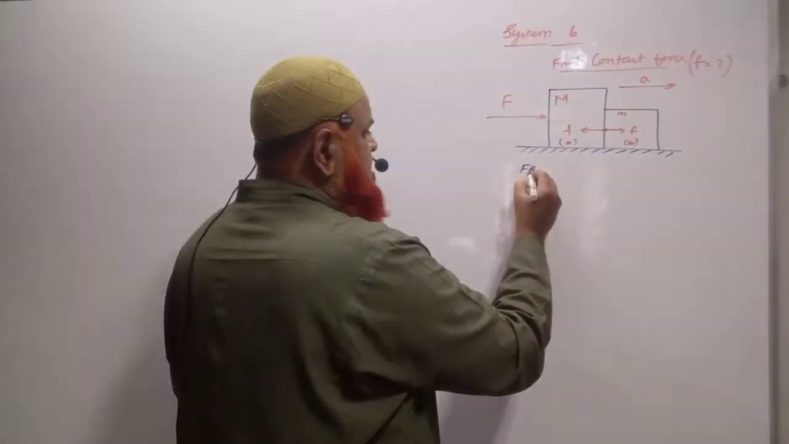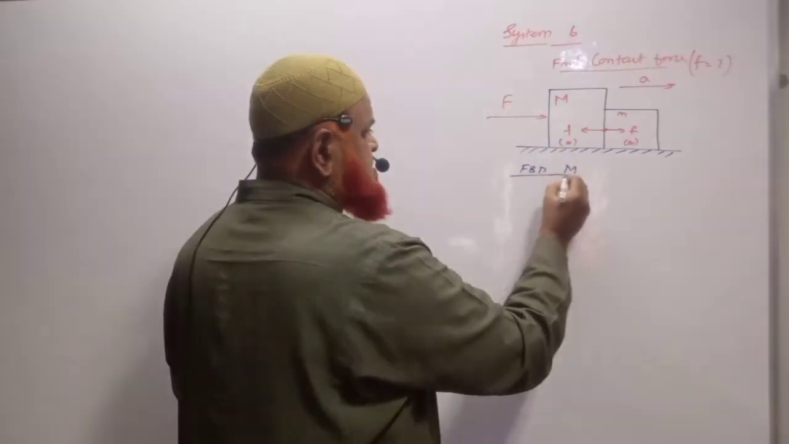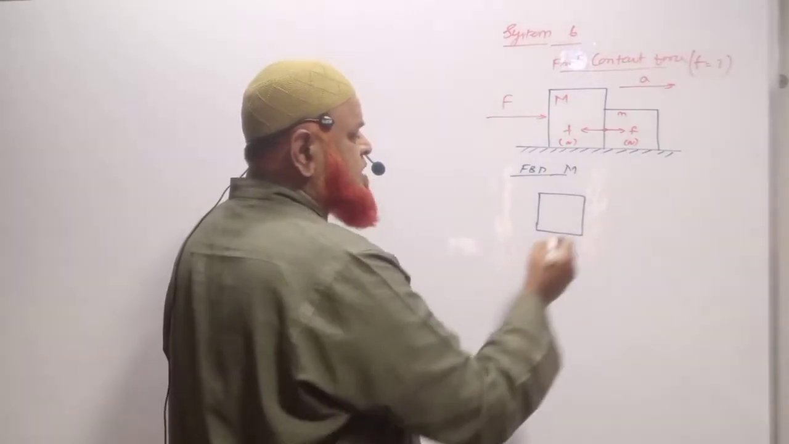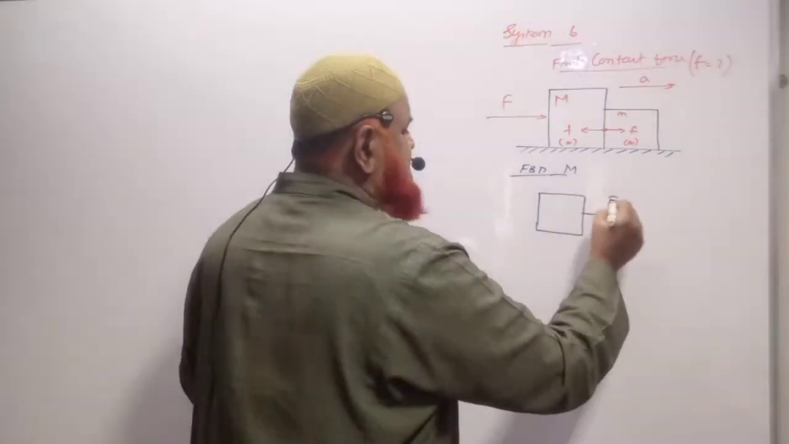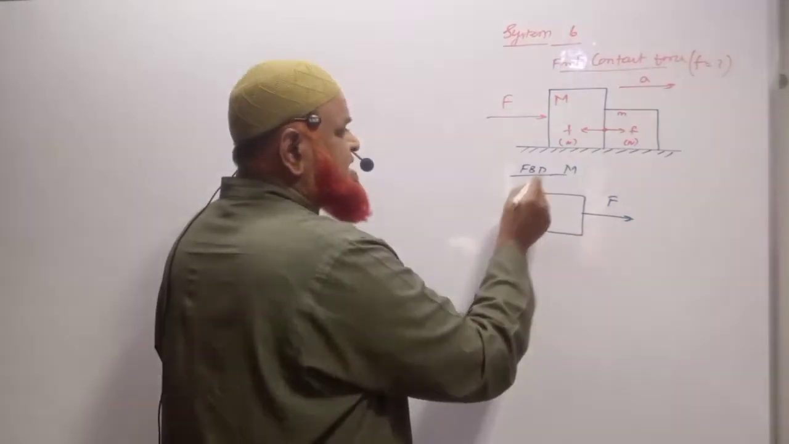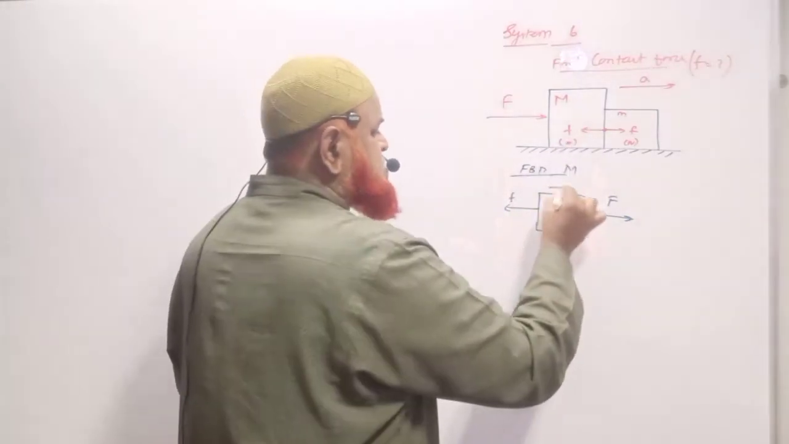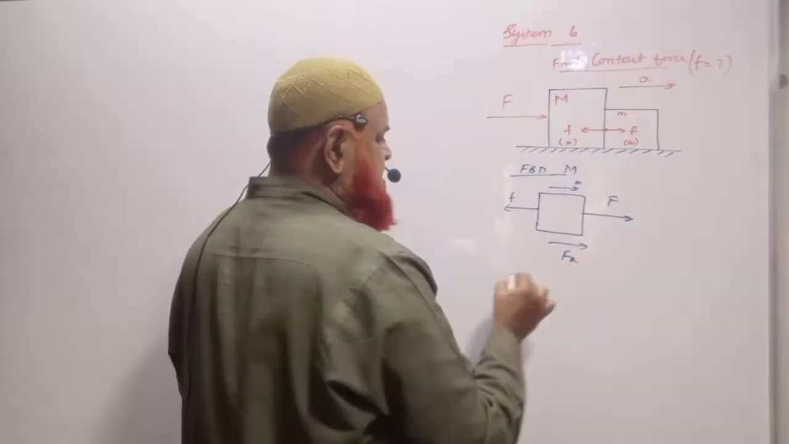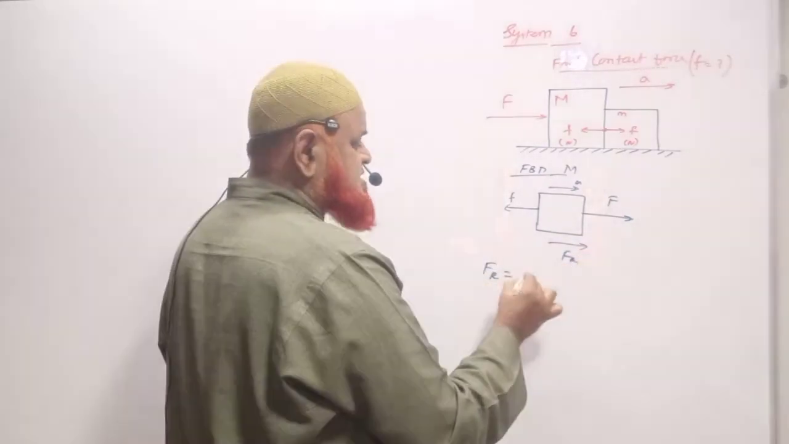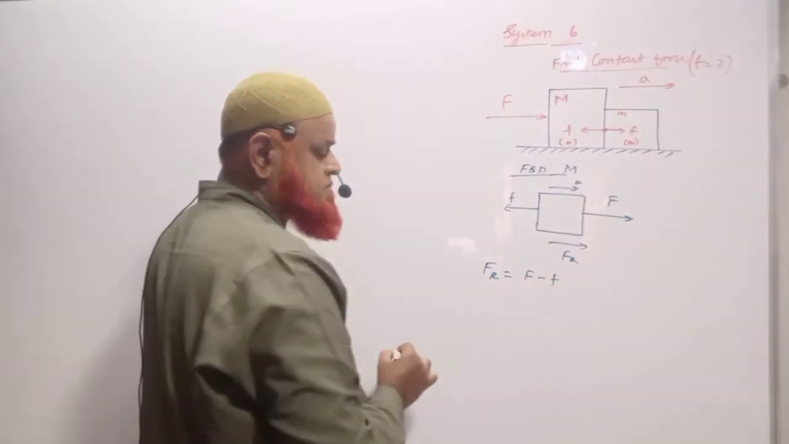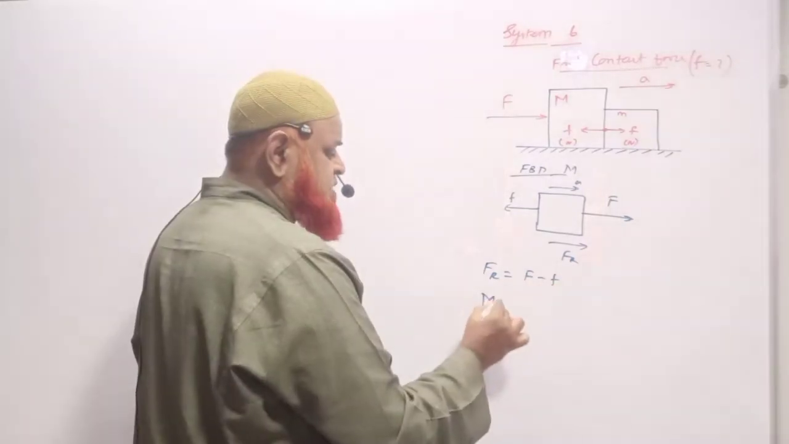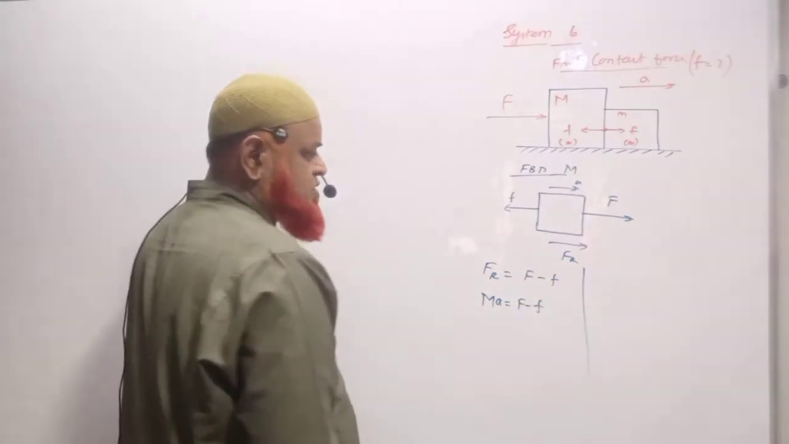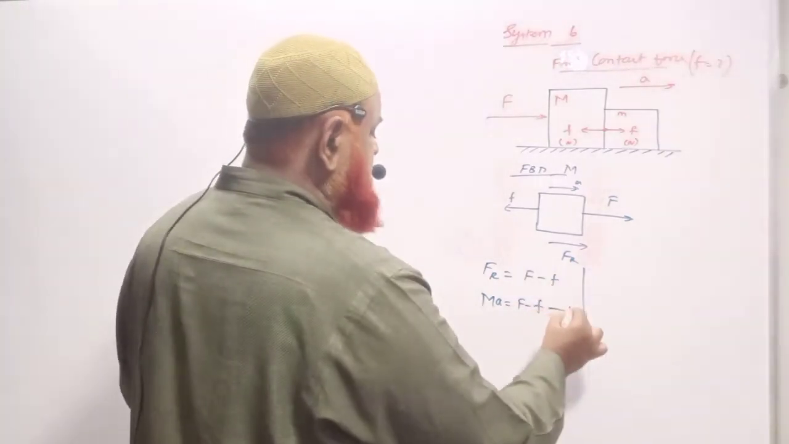Let us take the free body diagram for capital M first. How many forces are acting on capital M? One is the force acting on the right side, and another is the force acting on the left side, small f. These two are going with an acceleration A. The resultant force also acts on the right side only. So the resultant force is capital F minus small f, and capital M into A is equal to capital F minus small f. This is equation number one.